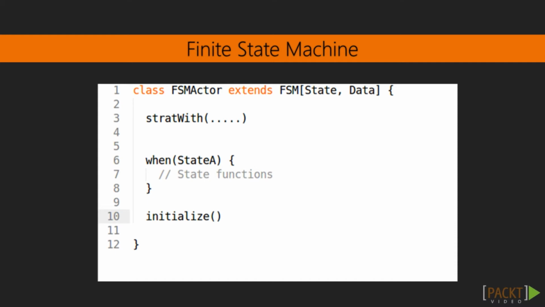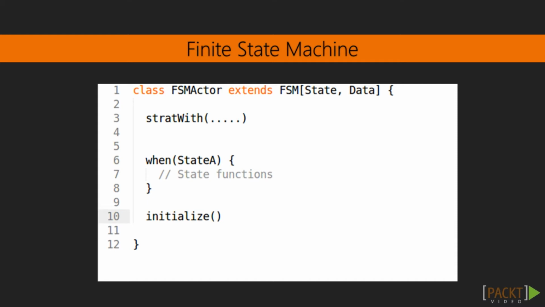The FSM trait takes two type parameters. The super type of all state names, usually a sealed trait with case objects extending it. And the type of the state data that is tracked by the FSM module itself. In the body of the actor, we use a DSL to define a state machine. startWith is used to define the initial state and initial data, and there is one declaration per state. Finally, we will use initialize, which performs the transition into the initial state.